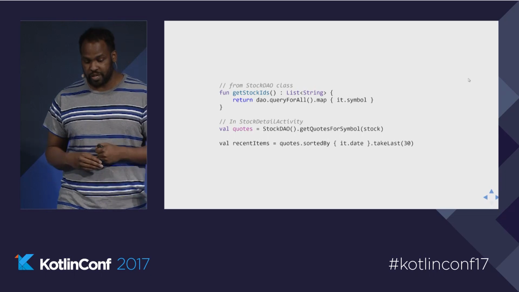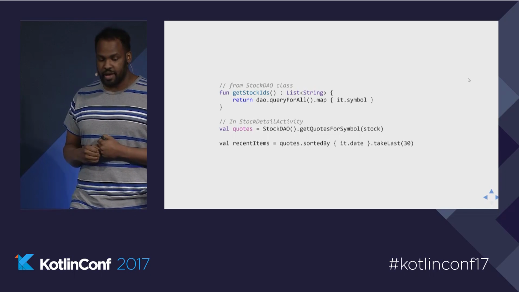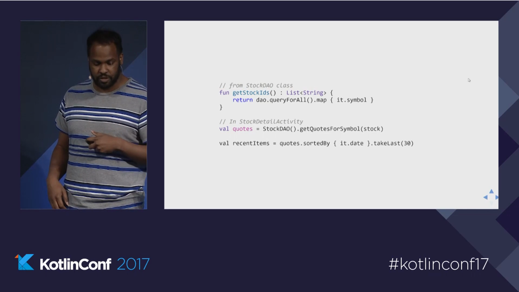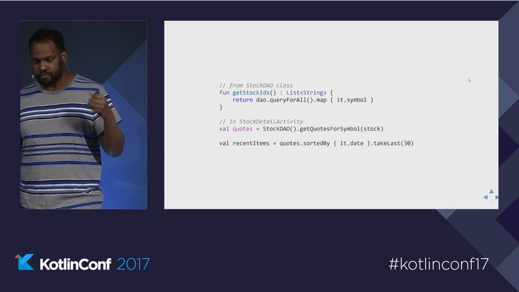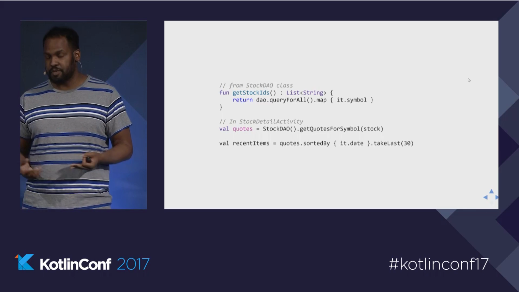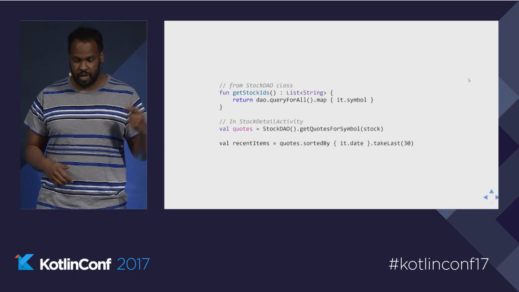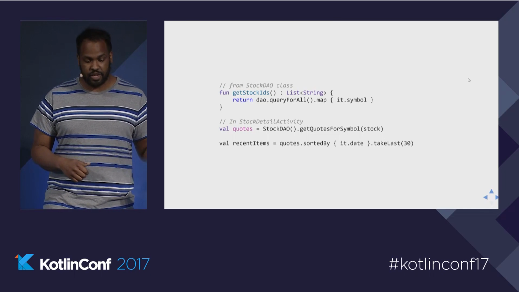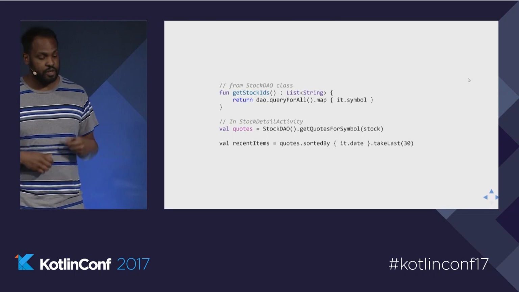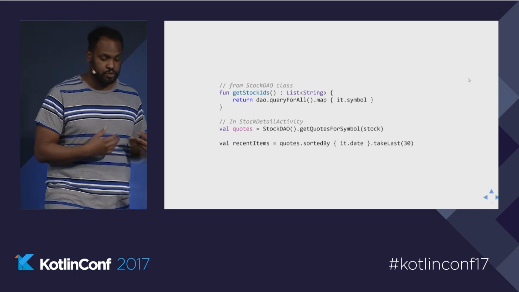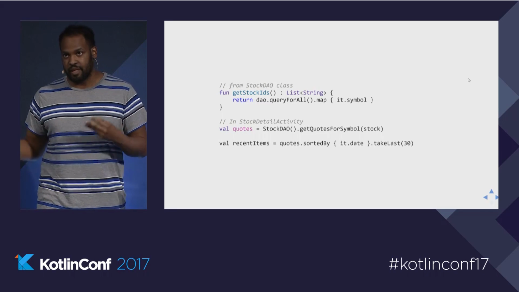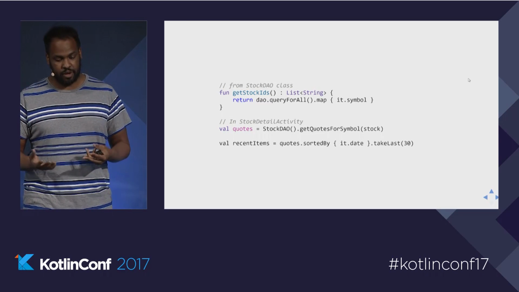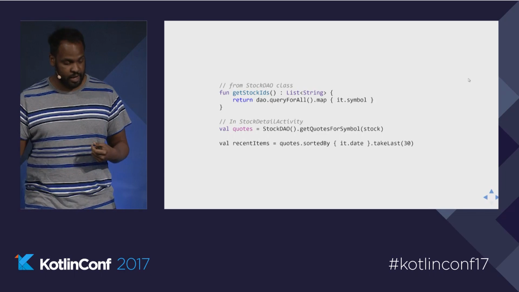So here's just a quick example of that, where I have two functions, actually one function. The first one just gets my IDs by using a map and has a closure lambda in there. And then the second one for the recent items shows kind of an advanced example where I'm sorting by the date and I'm getting the last 30 items. And this is actually what I use to do my stock charting for my stock app.